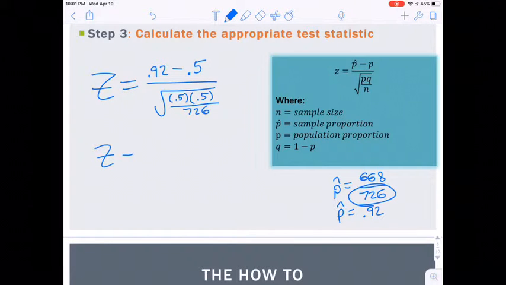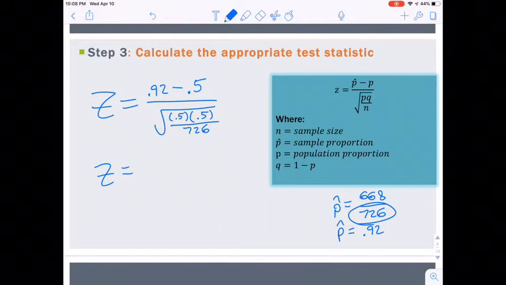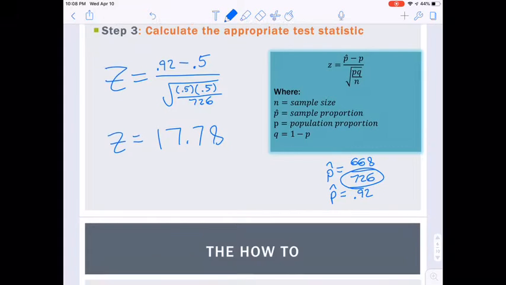Let's be really careful as we enter this into our calculator. My guess is we're going to get a real big number. So I'm typing this in. I'm putting parentheses around my numerator, divided by the square root, and that's going to be 0.5 times 0.5 divided by 726, and that gives us back on our calculator 17.78, which is a very large z-score. That's 17 standard deviations, almost 18 standard deviations away from the mean.